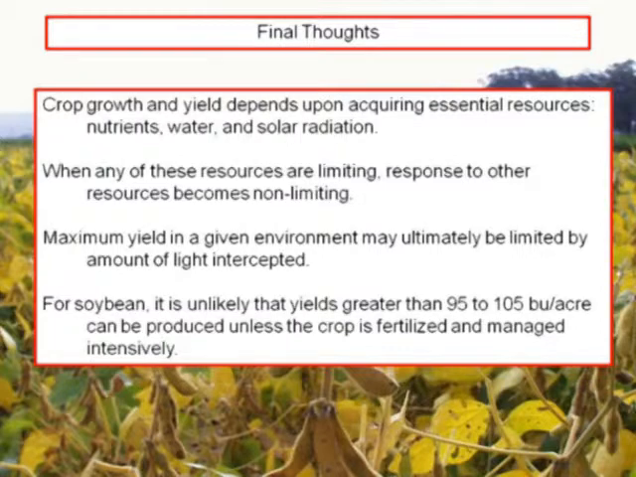And finally, for soybean, unless there's some really intensive management system that's going to change things, from what we've seen based upon the crop growth modeling work, it's going to be very, very difficult to go over this 95 to 105 bushel per acre limit unless the crop's fertilized and managed very, very intensively. And with that, I'll close, and if there are any questions, I'll be glad to address those.